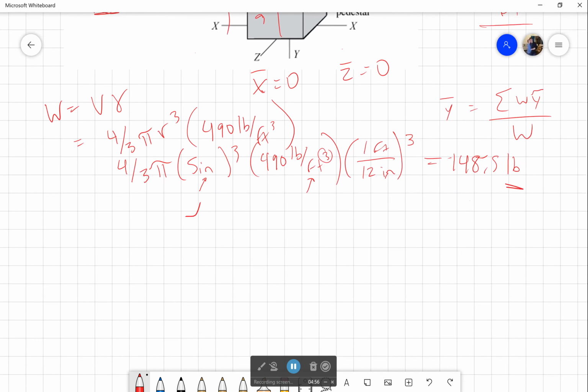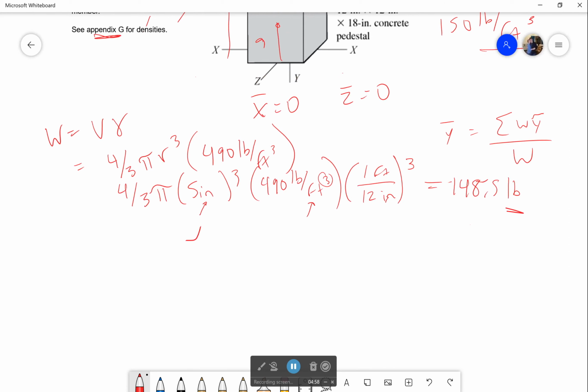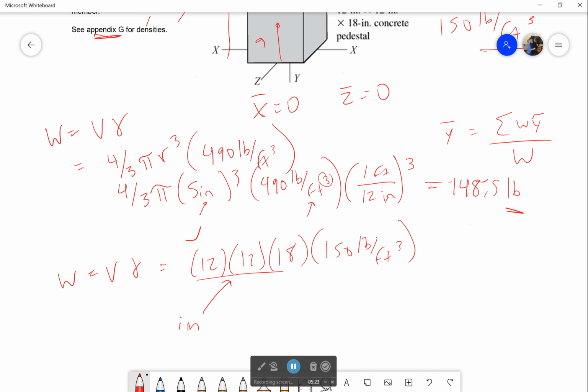Now let's see if I can find this second weight. Well, it's just the weight of a box, so the volume is pretty easy. So weight is going to be equal to my volume times my specific weight. It's going to be equal to the volume of the box, which is going to be 12 times 12 times 18, remembering that all these are inches, times the specific weight, which was 150 pounds per foot cubed. And since this is inches and this is feet cubed, I have to convert. So I'm going to multiply by 1 foot over 12 inches. That's cubed, so I have to do it 3 times.